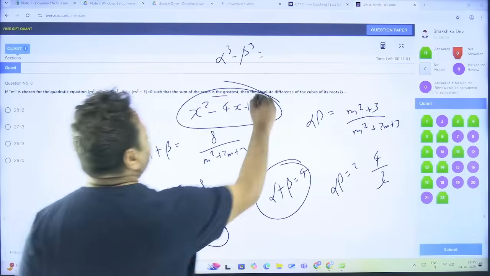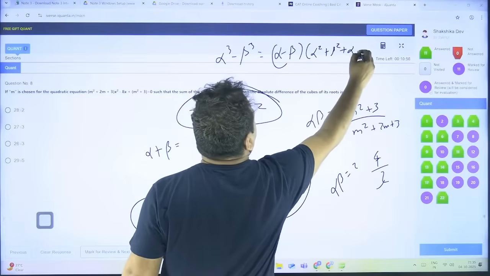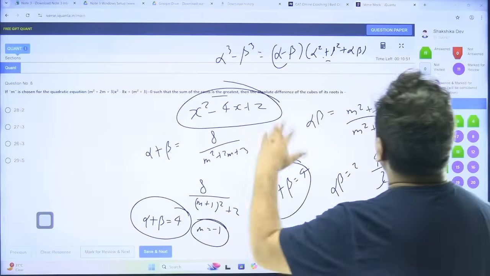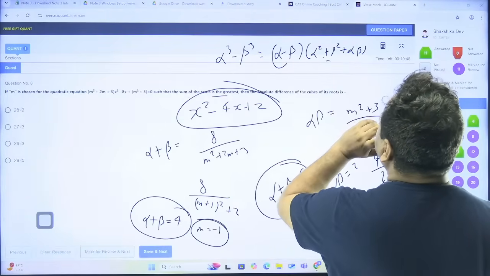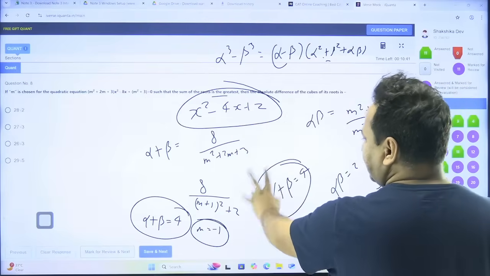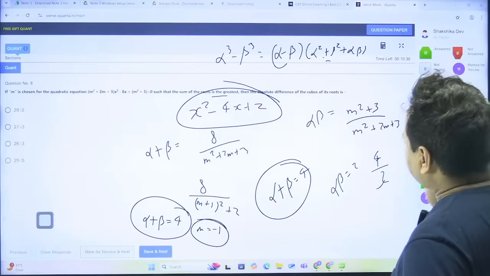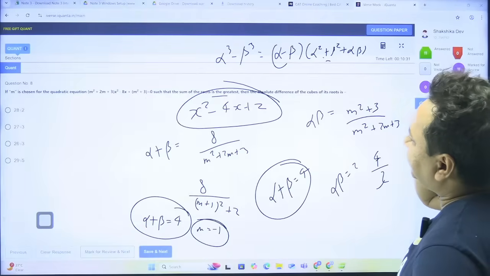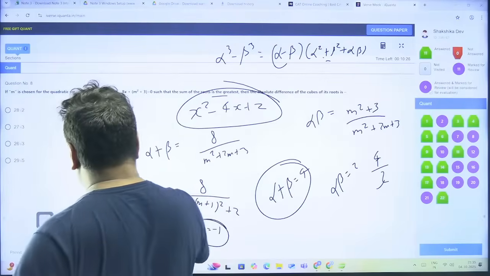Alpha minus beta cube. This will be alpha minus beta times alpha square plus beta square plus alpha beta, which is what I'm getting here. This is alpha plus beta whole square. Okay, alpha plus beta square. Well, so alpha minus beta square. Cool. This will be equal to 8. Good.